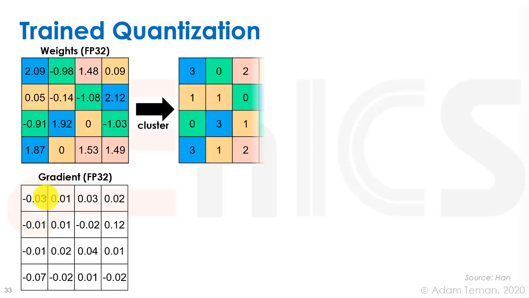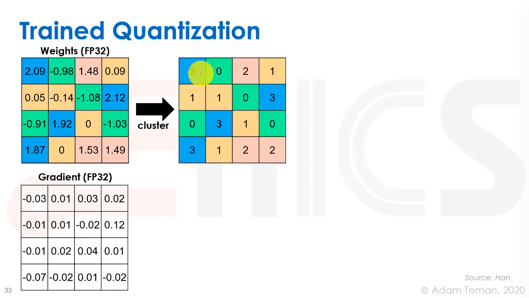So the first thing that we're going to do is cluster the weights. Using k-means clustering, in the example here we're going to do it to 2 bits. So we have 4 values, and everything that's blue over here is close together, everything that's green is close together, and so forth. And we're just going to give them a name in a code book. The green ones are going to be called 0, the orangish ones are going to be called 1, the reddish ones are going to be called 2, and the blue ones are going to be called 3.